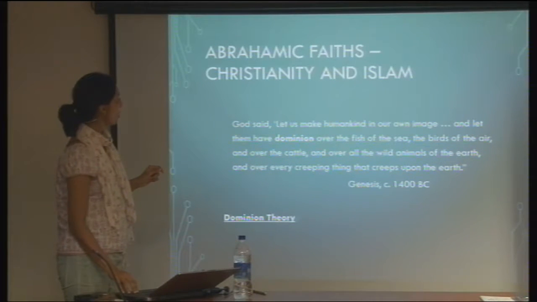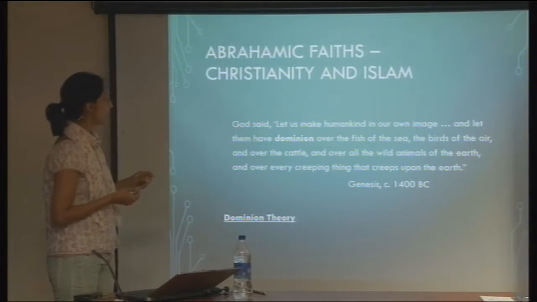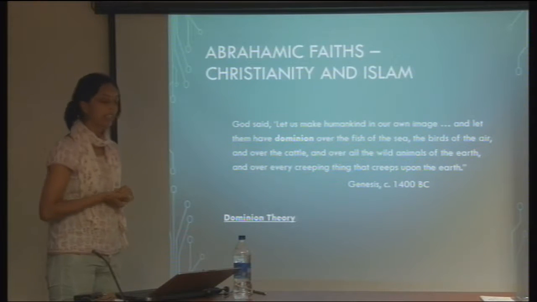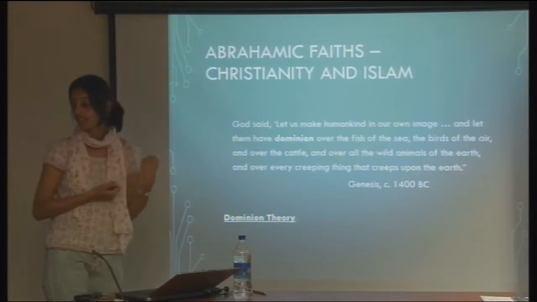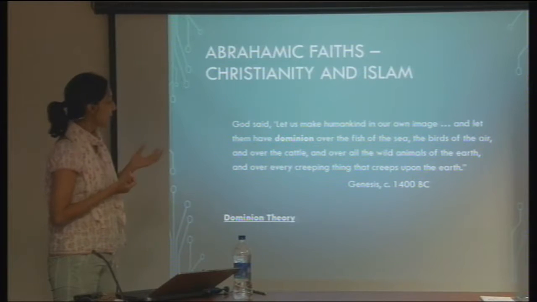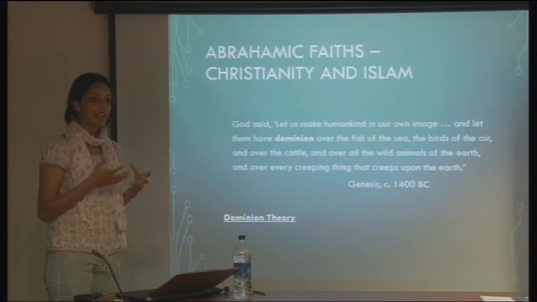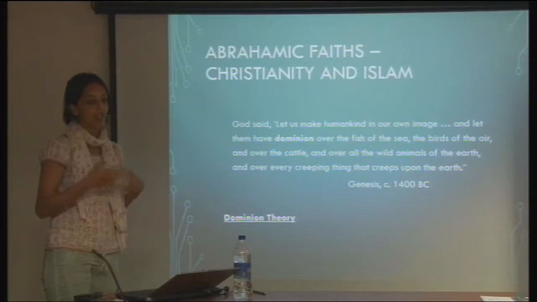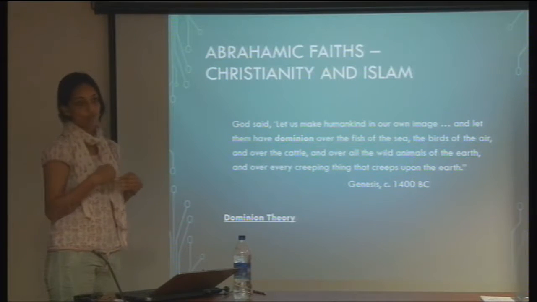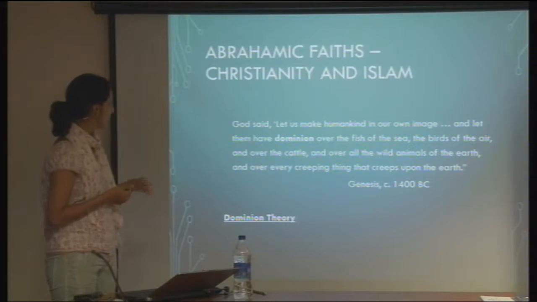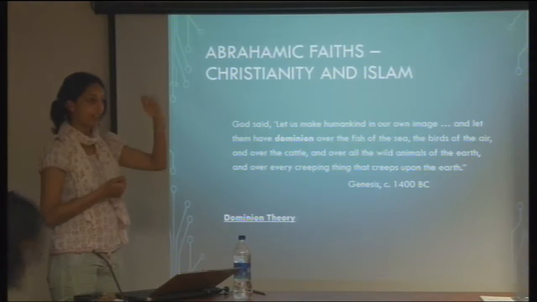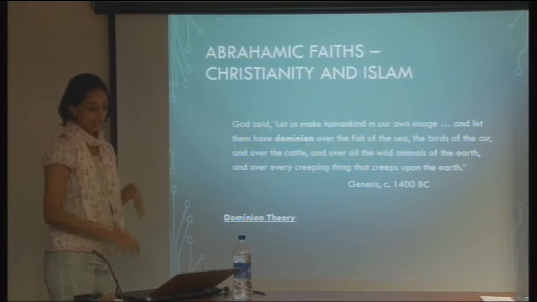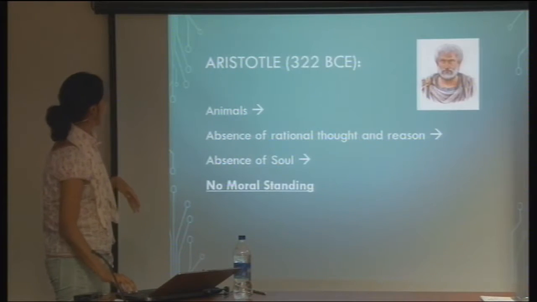So Christianity and Islam, Christianity mainly. There's a quote over there from the Old Testament, Arvind had this in his slide. Essentially, their philosophy is that God made man in his image and then he populated the earth with plants and animals for the subsistence of humankind. It's come to be known as a dominion theory. So basically, there's a hierarchy. It places God on the top, humans second, and then animals and plants last.